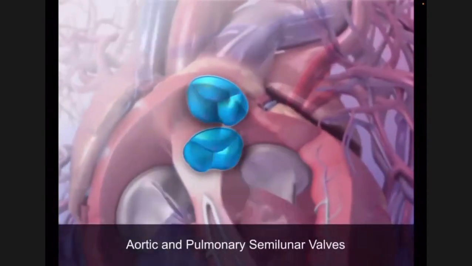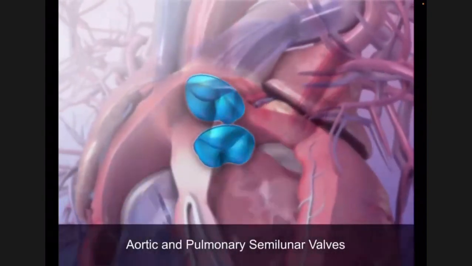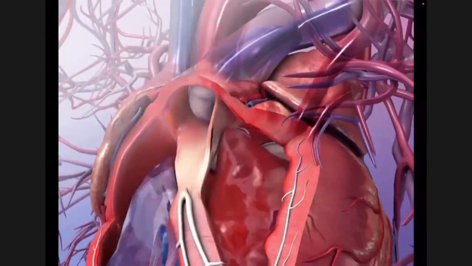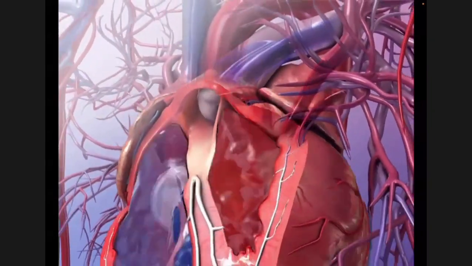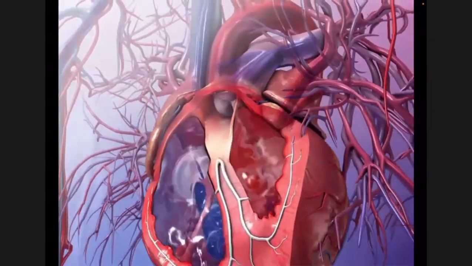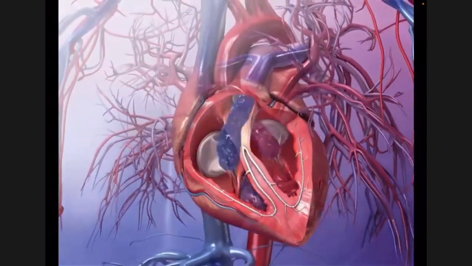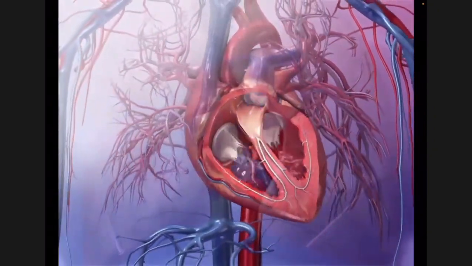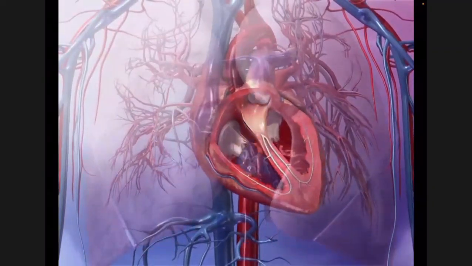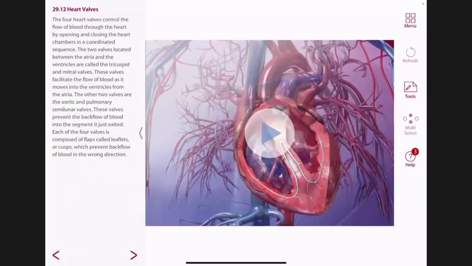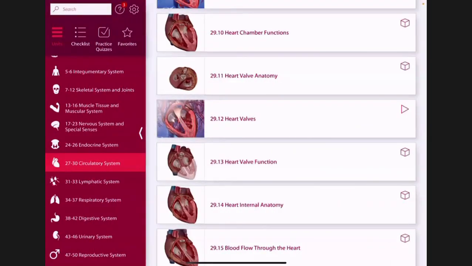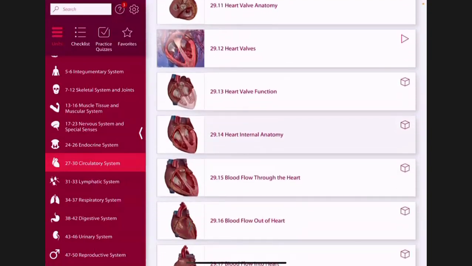See how the other two valves, the aortic and pulmonary semilunar valves, are opening and closing when the blood is moving. These valves prevent the backflow of blood into the segment it just exited. Each of the four valves is composed of flaps called leaflets or cusps, which prevent backflow of blood in the wrong direction. Was it clear? Yes, sir. Okay.